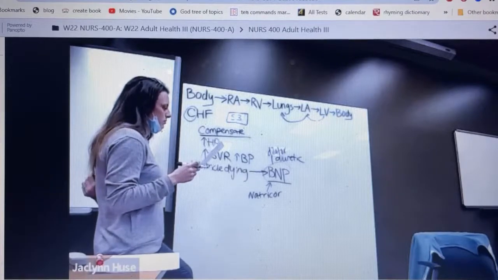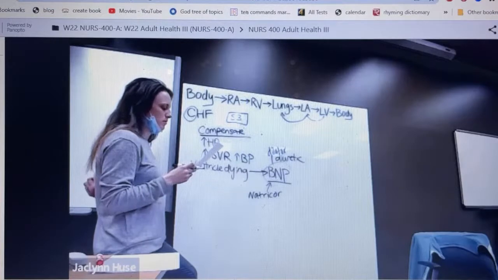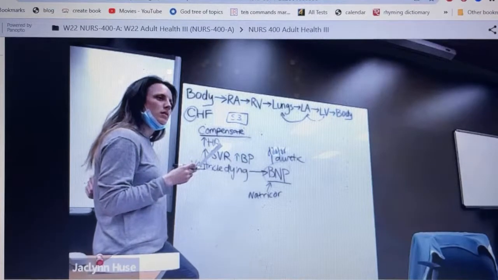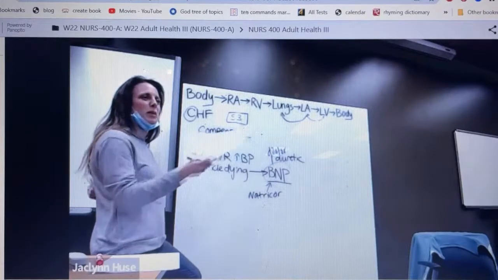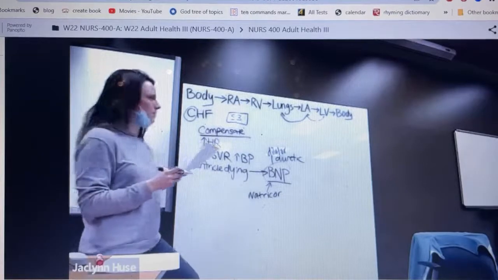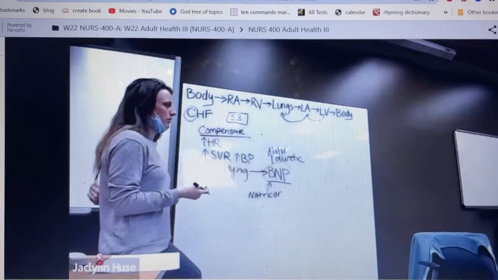Is that helpful? Is that not in your notes anywhere? Not that I see. The BNP's in the book, I think, but we don't have that. Page 3, apparently. Where's Natricor though? I don't know if that is or not. That was in mine, but you're saying it's on here?